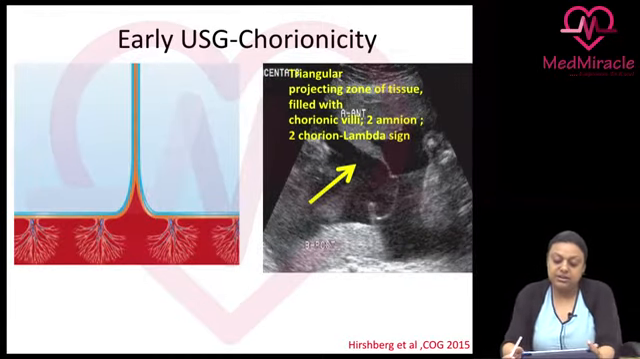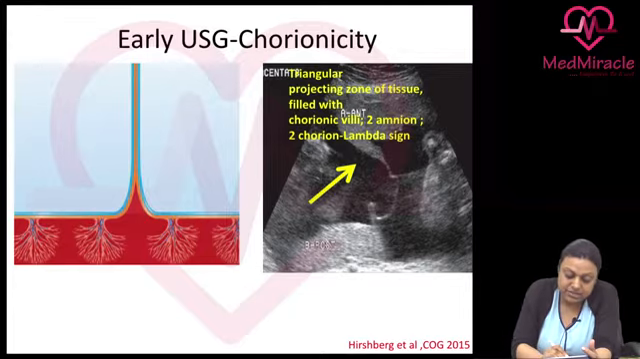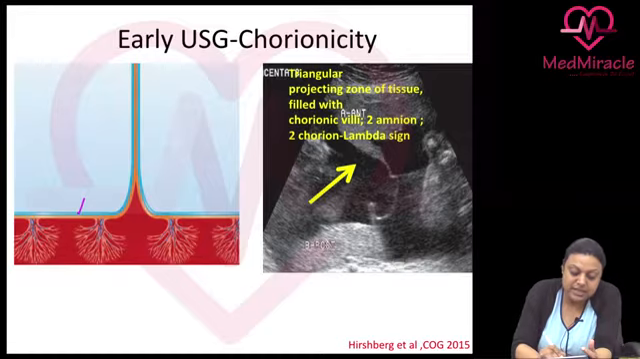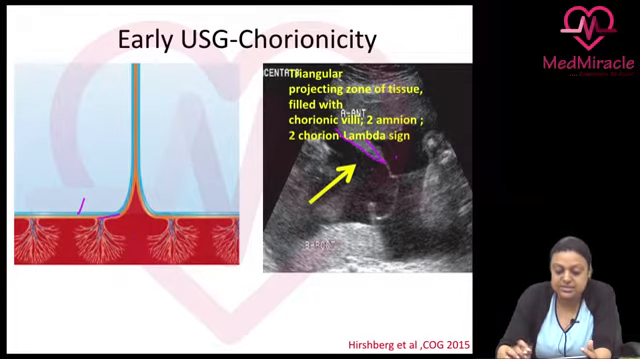This is the figure that you need to see properly. So, the layer that you see in blue is basically the amniotic cavity, and this is the chorionic cavity. You see that there is amniotic fluid on both sides and there is chorionic tissue in between, which is known as the lambda sign.